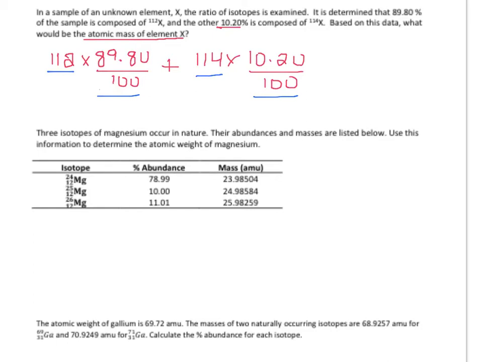Okay. So you work this out, put the numbers into your calculator, and we got 112.204, but since you're only given 4 significant figures, you round that off to 112.2, and that is atomic mass units. And there you have your answer.